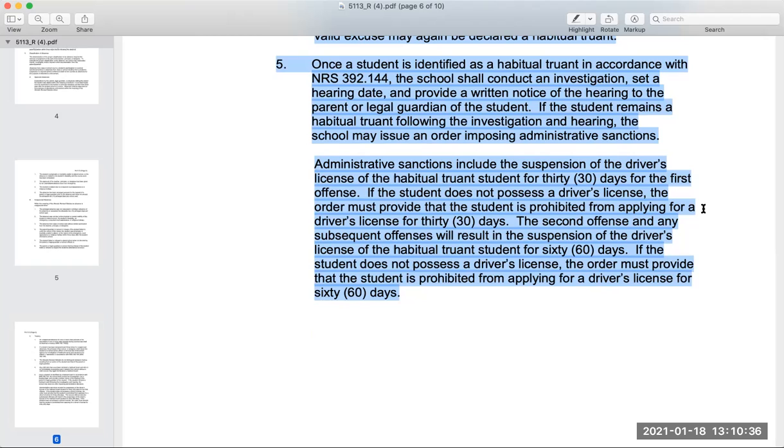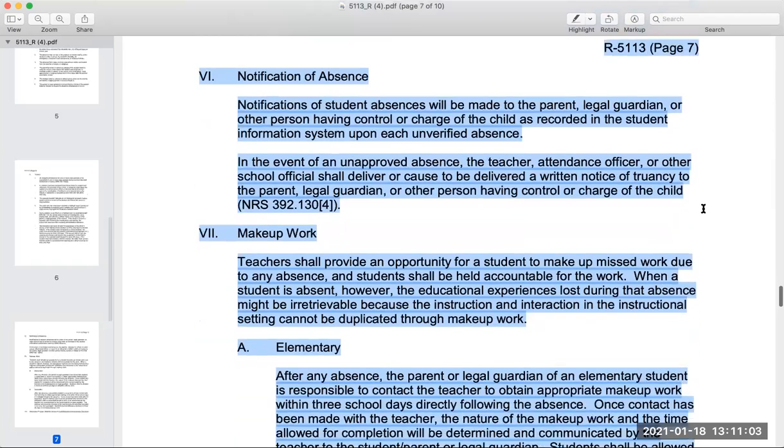A. Elementary. After any absence, the parent or legal guardian of an elementary student is responsible to contact the teacher to obtain appropriate make-up work within 3 school days directly following the absence. Once contact has been made with the teacher, the nature of the make-up work and the time allowed for completion will be determined and communicated by the teacher to the student, parent, or legal guardian. Students shall be allowed a minimum of 3 days to complete make-up work.